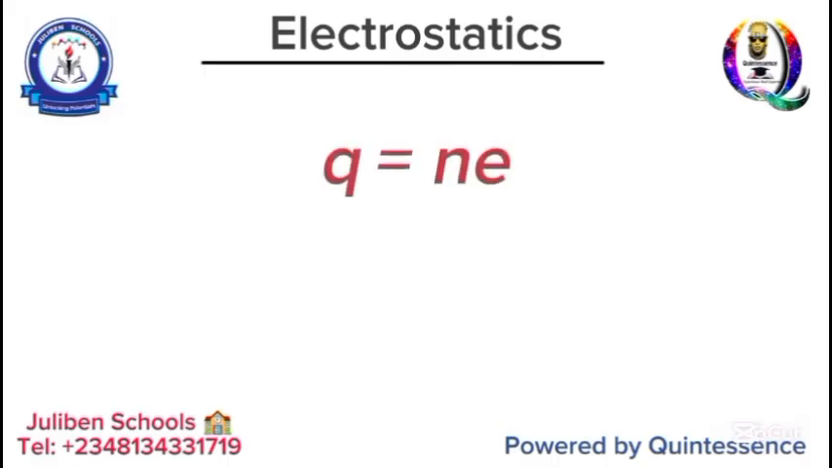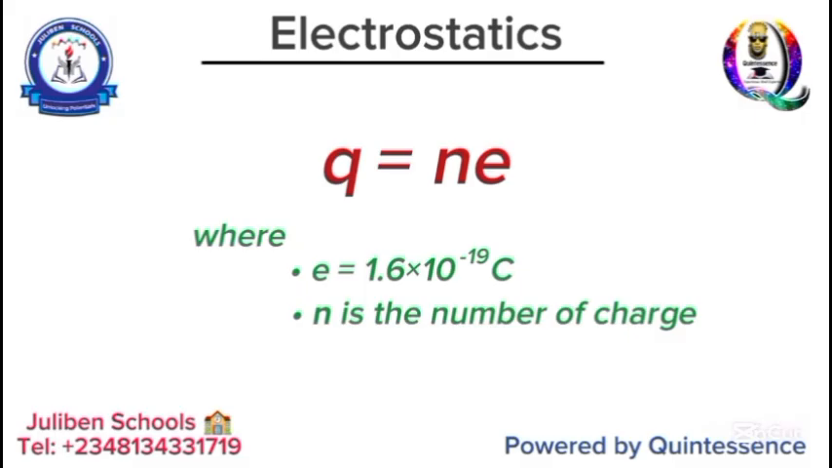So on that note, Q is equal to NE. E there is 1.6 times 10 to the power minus 19 Coulomb. N is the number of charges, which can be the number of electrons, and usually negatively charged as the case may be, and purely whole numbers.